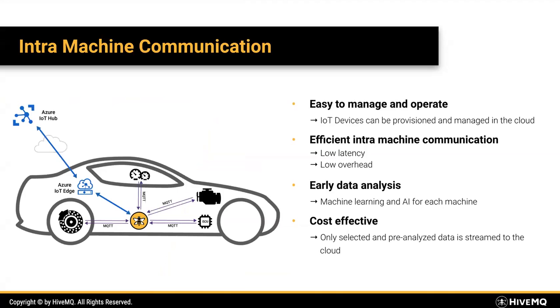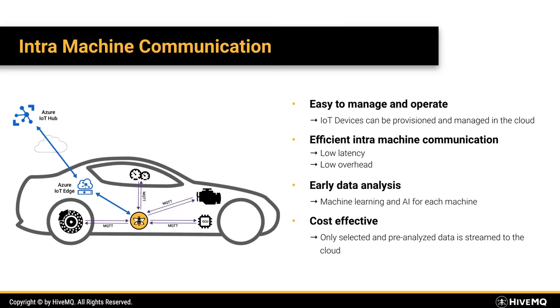And if you talk about intra-machine communication, I see the car as one big machine. And the car is effectively one Azure IoT Edge device. But the car comes with a lot of components, be it an engine control unit, be it sensors on brakes, and so on. And we want to enable these components of the car to talk to each other and also to analyze these data sets and be able to push them to the cloud. That's what we can do with the combination of HiveMQ and IoT Edge.